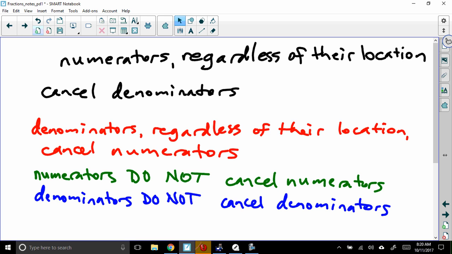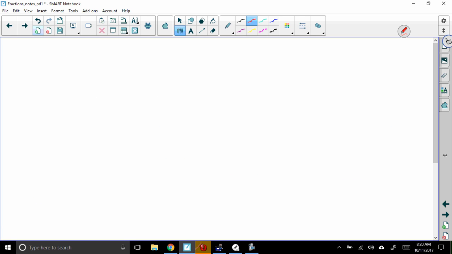Okay, so let's take a look at this cross-canceling business and see what it's all about. 6 divided by 8. Would everybody agree that 6 and 8 will cancel one another? They won't cancel each other completely out, but let's think about 6. 6 is really 2 times 3, right? And 8 is really 2 times 2 times 2, if I break it up into its prime factors.